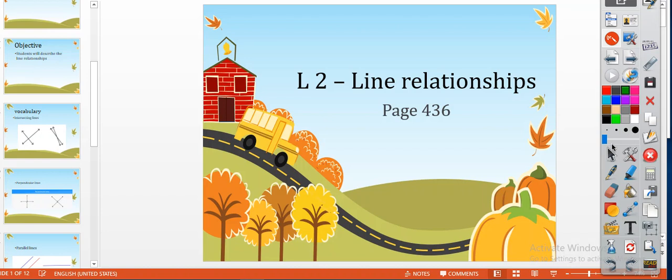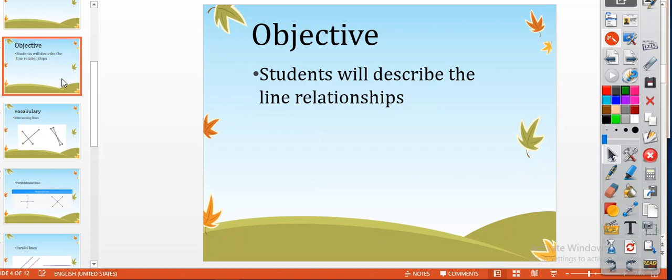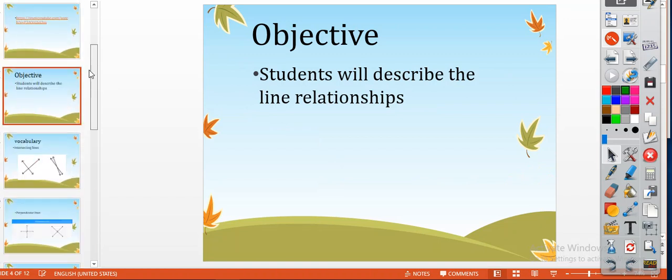This is lesson 2, which is line relationships. The page is 436 in your student's book, so get your book started and let's go. Our objective for today, or what we're going to learn, is how to describe the relationship between lines.